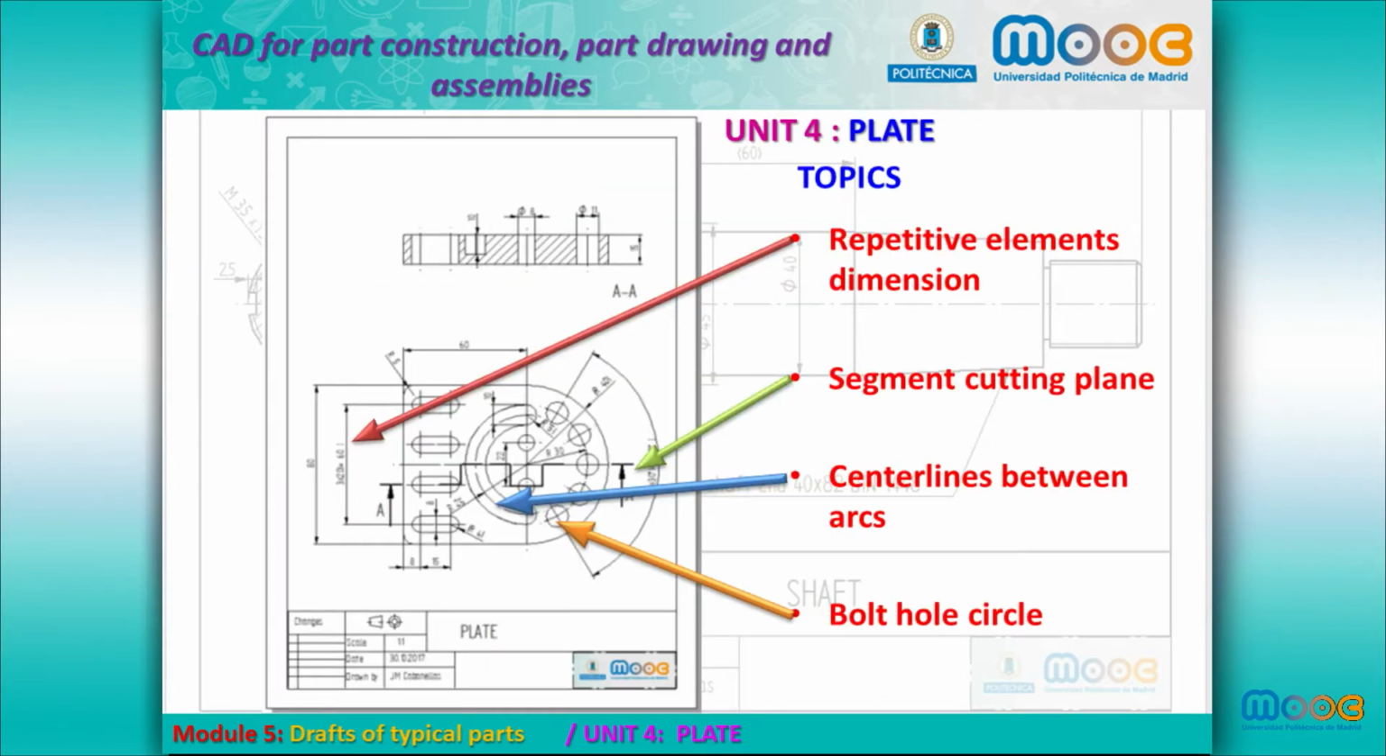In Unit 4, the most important topics are to use the center line between arcs and the ball hole circle. We are going to use a segment cutting plane and use the prefix tool to make the correct dimension of repetitive elements.